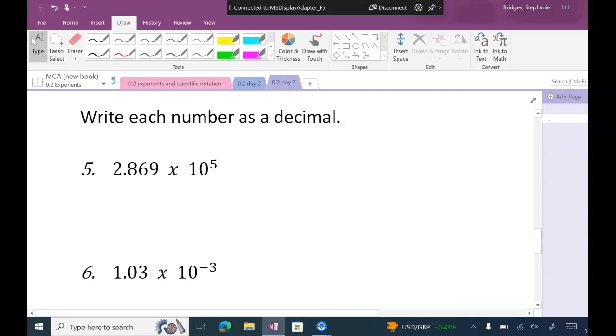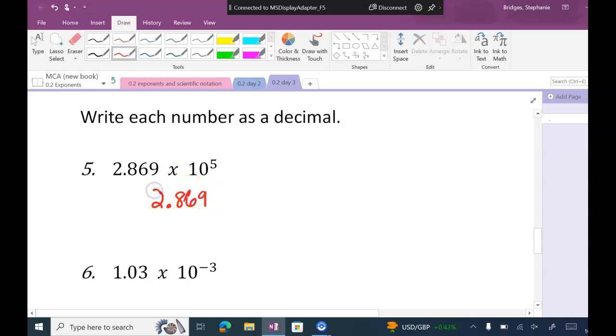We're going to start with 2.869 times 10 to the 5th. I'm getting it out of scientific notation, writing it as either a whole number or decimal, but technically whole numbers are decimals too. So I'm going to write my number just a little bit lower so I have room to make my movements. It's 2.869.